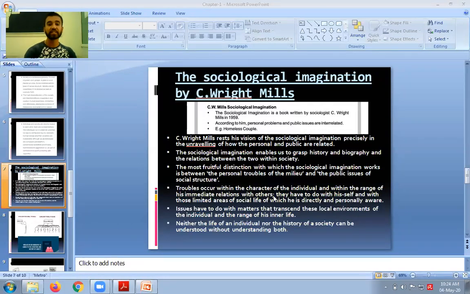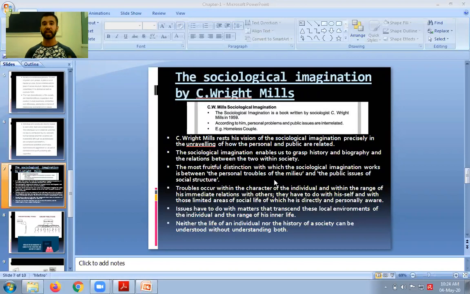Okay, so that's the reason when we talk about sociological imagination, it helps us to grasp history and biography. It's important to understand the history. It's important to understand the biography, meaning the life of a particular person. Then only can we understand the issue, right? Then only can we understand the problem going on in one's life or in public, right? So there is a relationship between history and biography.